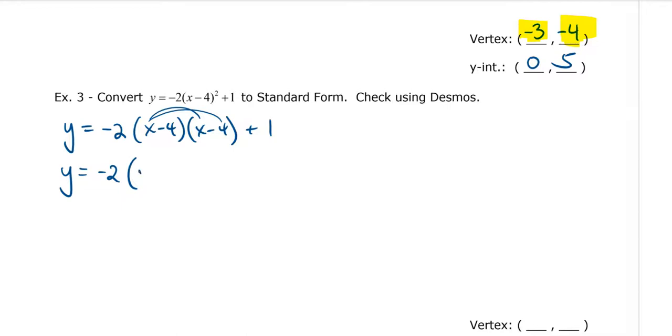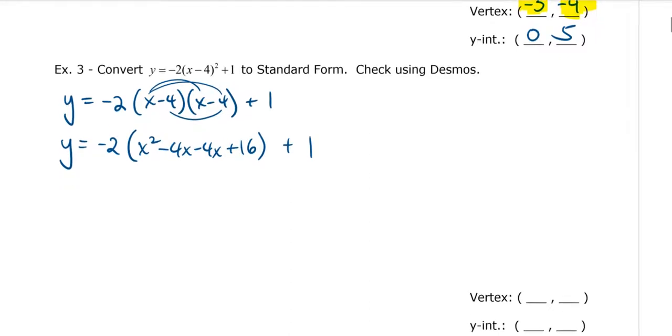So x times x is x squared. Then we have a minus 4x and another minus 4x. And then 4 times 4 is 16, so plus 16. And then close the bracket. Then we have a plus 1. Remember, the plus 1 is still outside of everything. That negative 2 is not going to be distributed with the plus 1 because they're separated by that plus sign. Okay. Then we collect like terms, so y equals negative 2, x squared minus 8x plus 16. Close the bracket. Don't forget the plus 1.